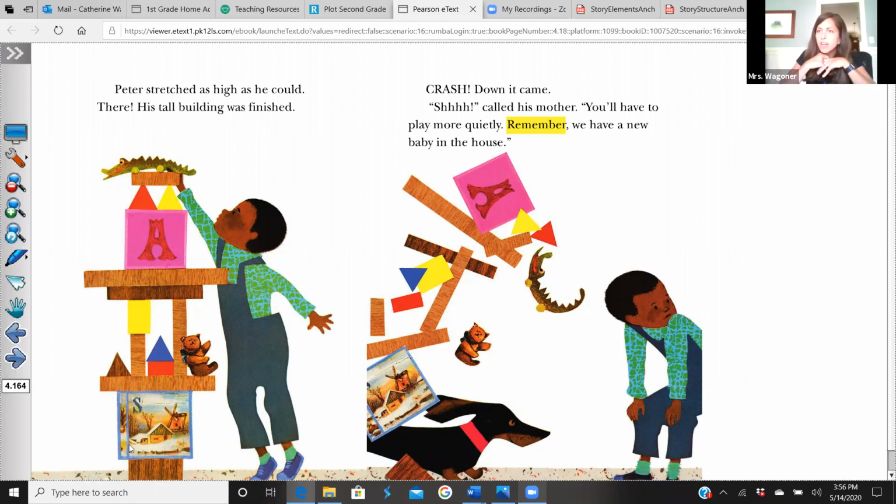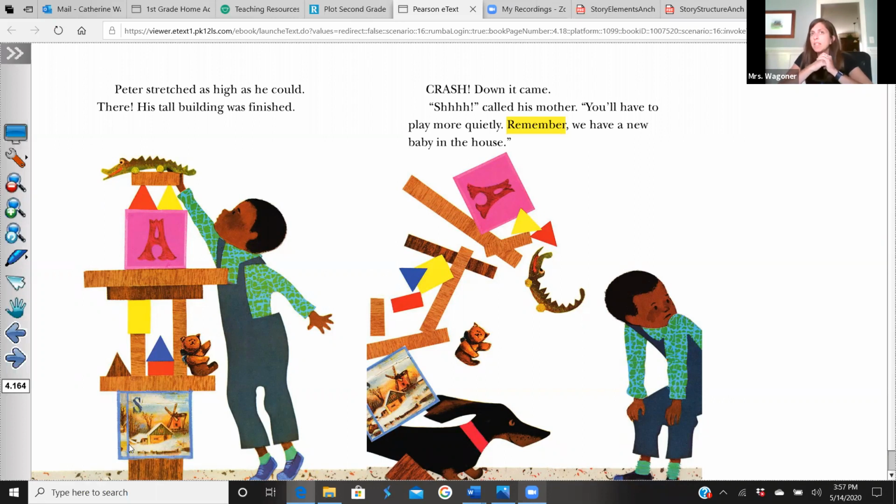Oh my, I'm having a connection to the story we read yesterday called The New Baby. There was a new baby in that house, and there's a new baby in this house. And Peter is kind of reminding me of the character from the story yesterday, Han. Why does Peter have to play quietly? You're going to have to make an inference here.